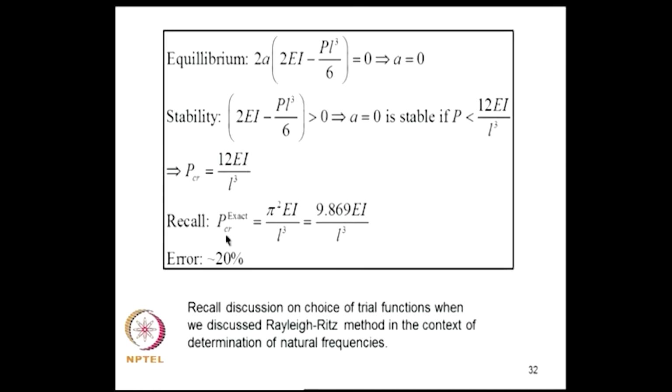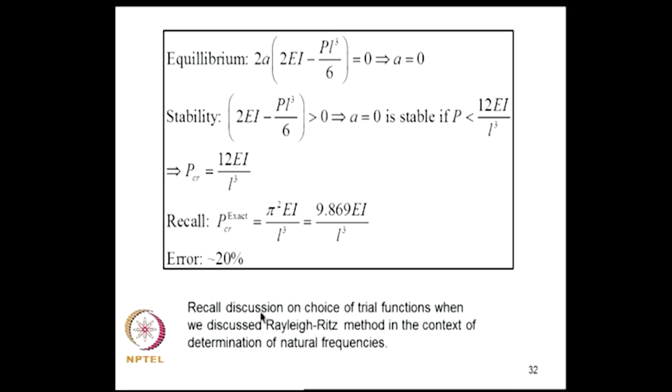Now, if you recall, we have computed the critical load for this case, and the first critical load is pi square EI by L cube. Now, this is 9.869 EI by L cube, and this approximate analysis gives an approximation of 12 EI by L cube to this number. So, there is about 20% error in this analysis.